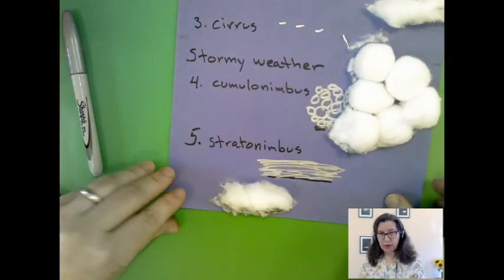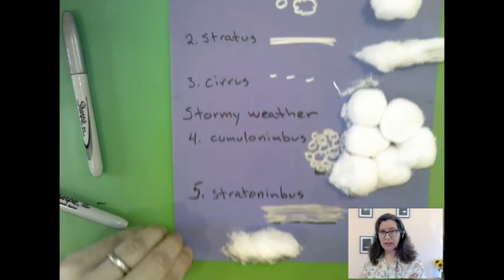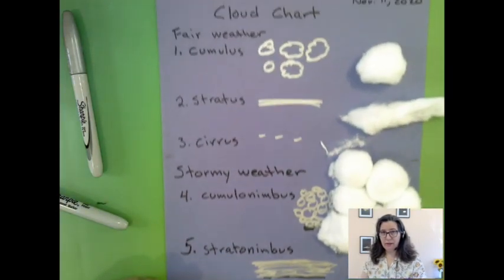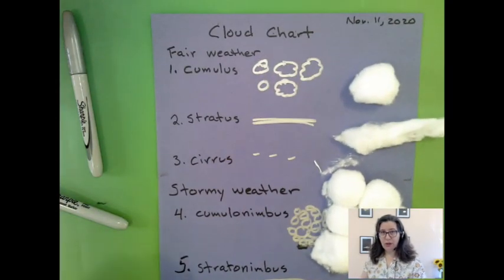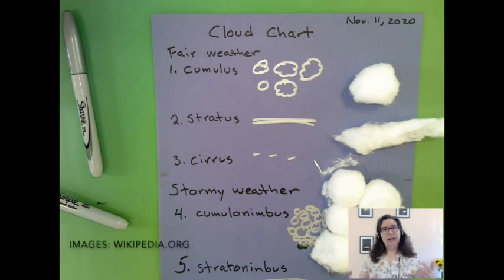All right, so now we have our cloud chart. Our cloud chart is done. So now you can use it to predict the weather. So next time you're outside, take a look up at the sky, see what kinds of clouds we have, and then check your cloud chart and see what it tells you. What kind of weather do we have coming? Fair weather or stormy weather?